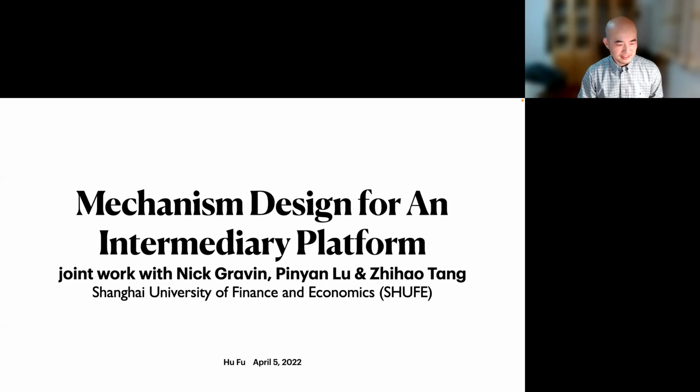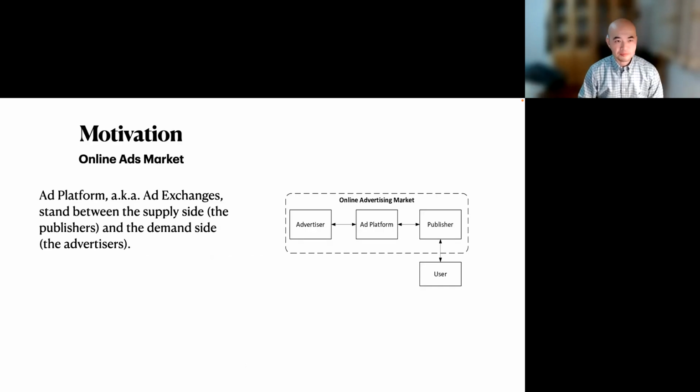Actually, I hesitated a bit about the topic. At the end of the talk, you will see that technically speaking, this is a fairly simple work. But I think its applications are quite interesting, and for me it's a conceptually interesting and arguably more applicable piece of work. Okay, so the main topic is the intermediary platforms in the ad exchange markets.